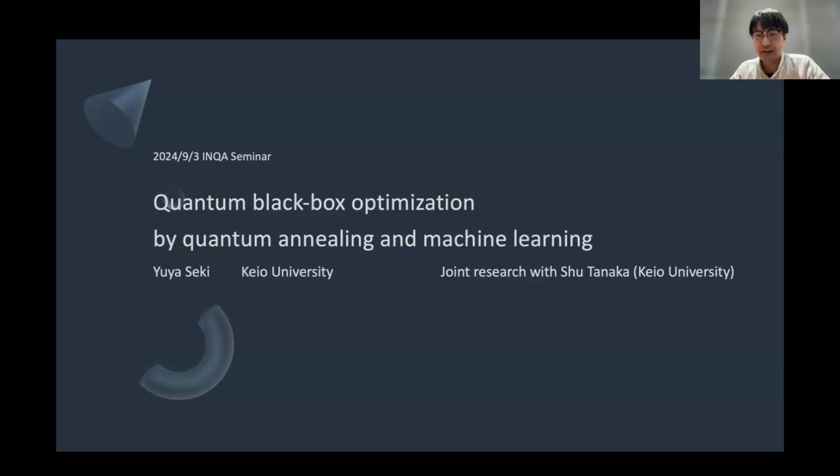Okay, thank you for the kind introduction. And I'd like to thank Professor Warburton for giving me this chance to present our recent work. And I also thank the staff for managing this seminar. Okay, today I'm going to talk about a quantum optimization method for black box optimization problems by using quantum annealing and machine learning. And I'm Yuya Seki from Keio University, and this work is joint research with Shu Tanaka, also from Keio University.